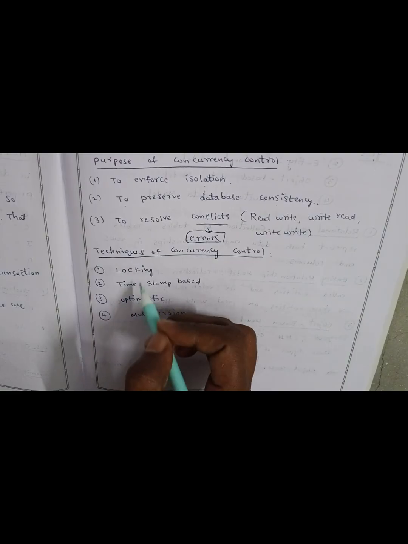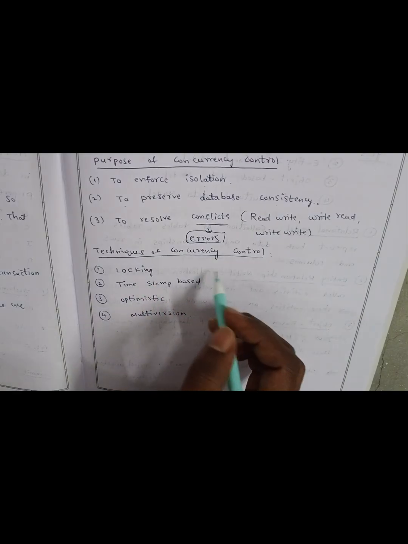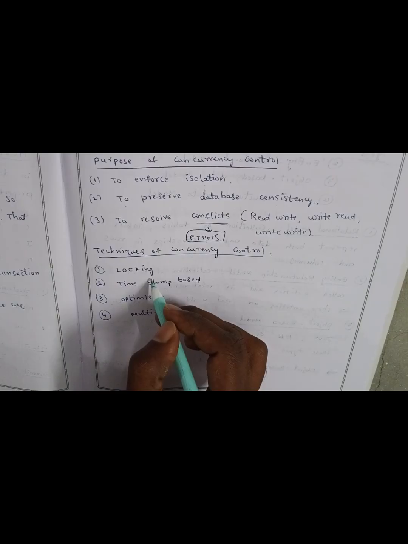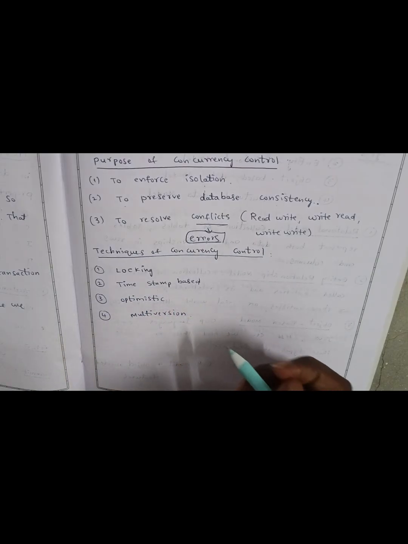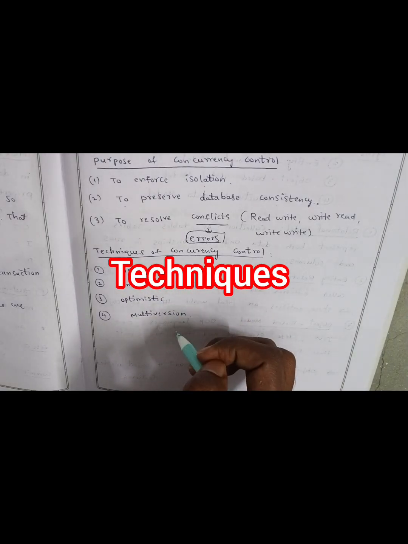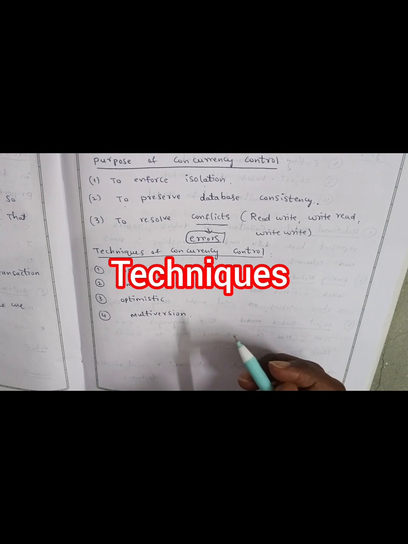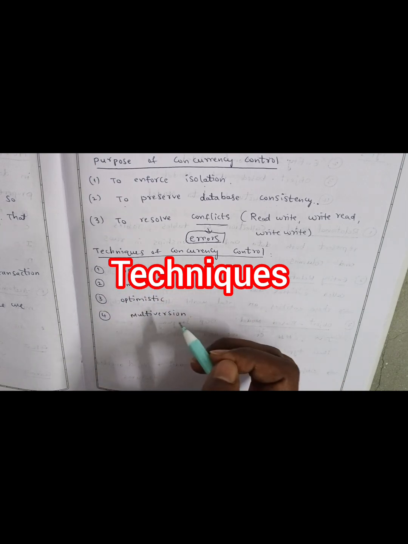Here are the types of concurrency control techniques. Logging is one, timestamp-based, optimistic, and the fourth one is multi-version. Let's discuss these four topics. In exams they mainly ask these four topics only.